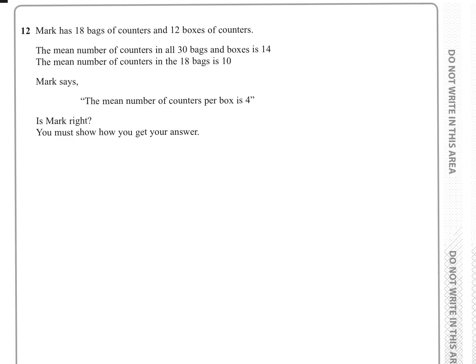Okay? Question 12. Mark has 18 bags of counters and 12 boxes of them. And it says the mean number of counters in all 30 of the bags and boxes is 14. And it says the mean number of counters in the 18 bags is 10. I find these questions really difficult, especially difficult to explain. So let's have a go. Let's say we have bags and boxes. So let's do this statement first. I think this is the easier one.